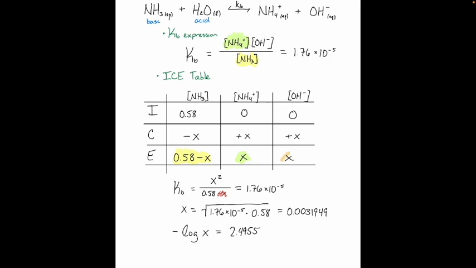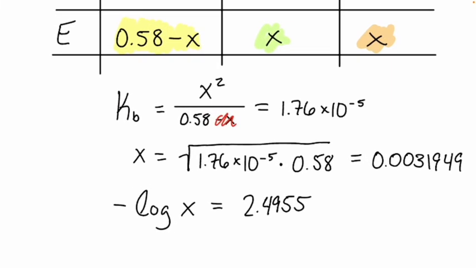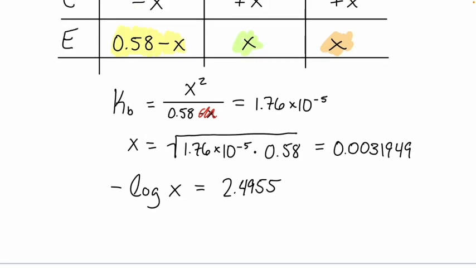All right, so I took my equilibrium boxes from my ice table and plugged them back into my Kb expression. So I got x squared over 0.58 minus x equals that Kb value of 1.76 times 10 to the negative 5. But because Kb is so teeny small, x is going to be really teeny small, and I get to just ignore it in my denominator here, this minus x. So rearrange and I solve for x. I get 0.00319 and some change. And then I take the negative log of that value, and I'm done.